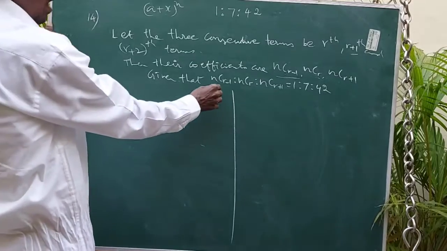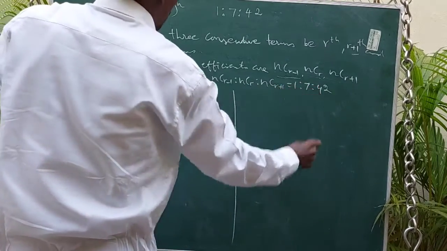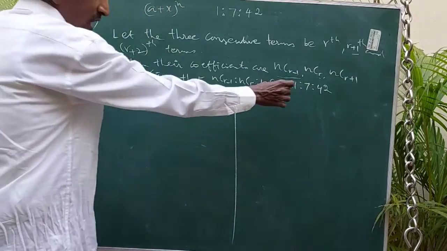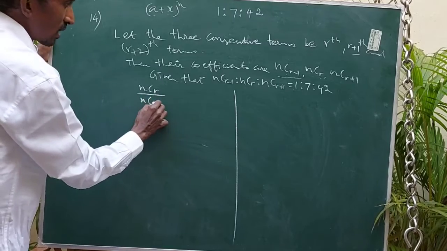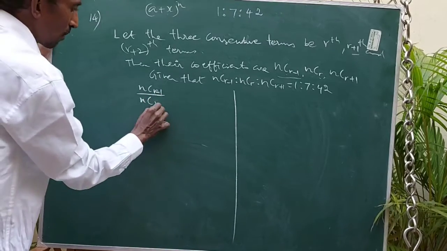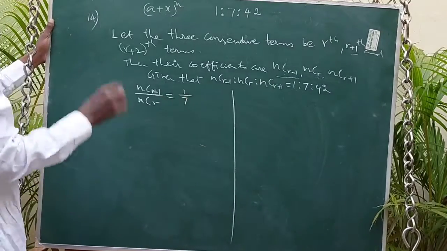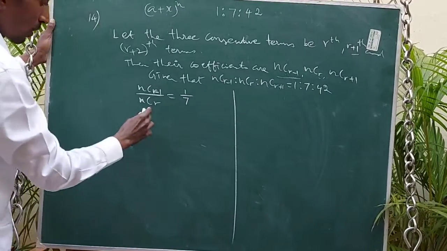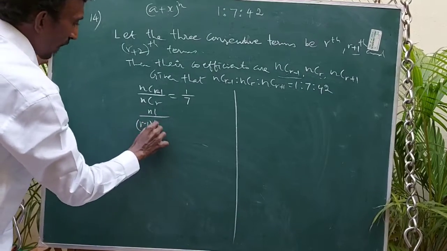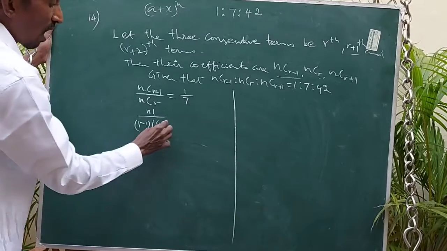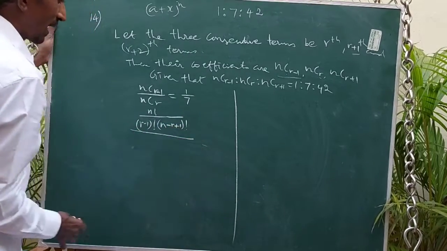Given that nC r minus 1 is to nCr is to nC r plus 1 equal to 1 is to 7 is to 42. If you take the first two, nC r minus 1 by nCr equal to 1 by 7. nC r minus 1 means, we know, n factorial by r minus 1 factorial into n minus of r minus 1, that is n minus r plus 1 factorial, the direct formula.